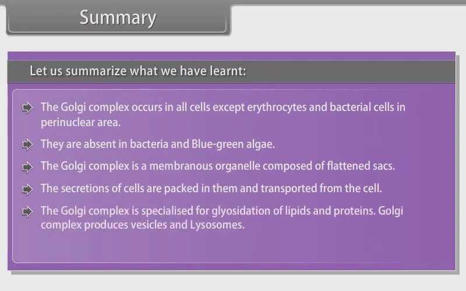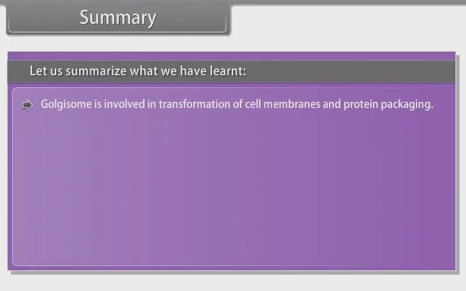The Golgi complex is specialized for glycosylation of lipids and proteins. Golgi complex produces vesicles and lysosomes. ETC is not a component of the Golgi complex. The Golgi complex is involved in transformation of cell membranes and protein packaging. The Golgi complex is the export house of the cell.